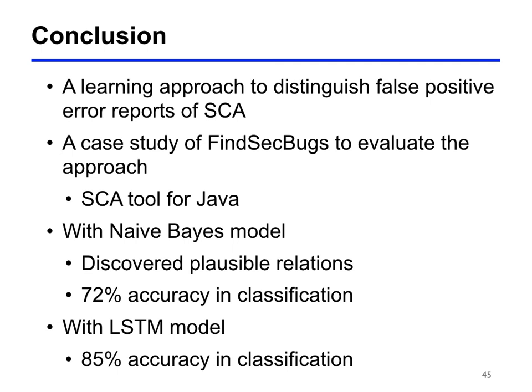Conclusion. Right, we presented a learning approach to distinguish and filter out the false positives of SCA. We evaluated the proposed approach in a case study of FindSecBugs in which we experimented with two code reduction techniques and two machine learning models. With the naive Bayes model, we discovered some plausible relations in the data, and with the LSTM model, we achieved 85% accuracy in classification.